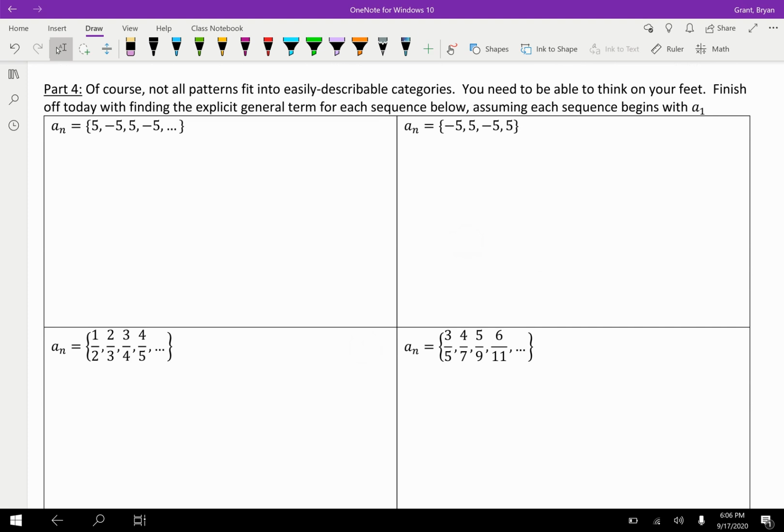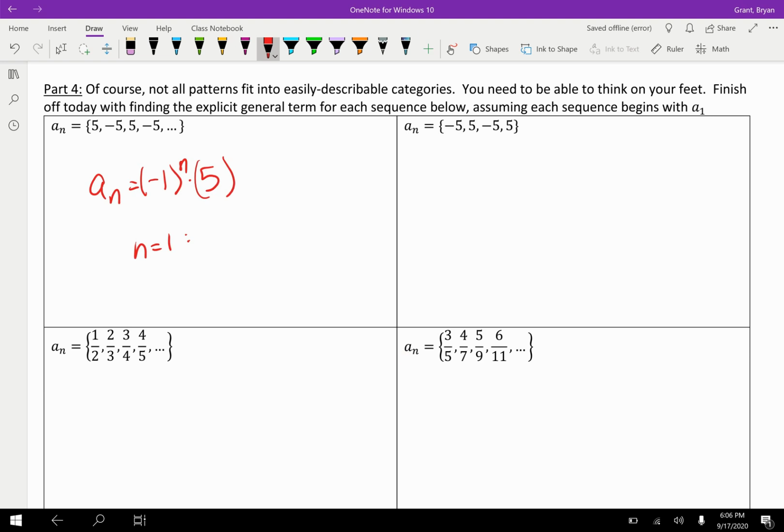Okay, hopefully you've tried all of these. Let's go ahead and see what I'm going to do with them. Well, this one doesn't seem too bad. I think it's really just going to be 5, because it's 5 every single time. However, it's alternating in sign. And whenever something's alternating in sign, I always like to give it that -1 to the nth. And then we'll see if we're right.